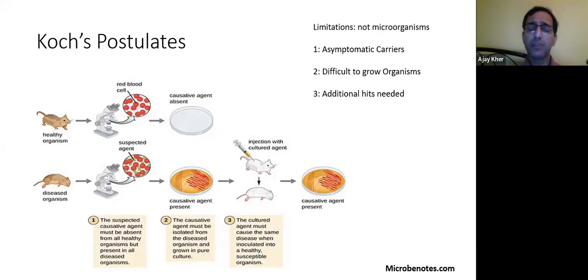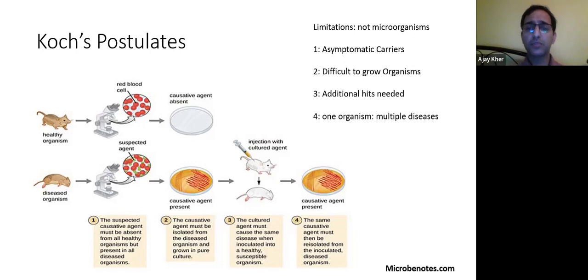So again, maybe diseases in which it is not a one-hit disease, so you inject the causative agent, but you need additional hits as well. So in those situations, this postulate may not be possible to be replicated. Then the fourth is that from this organism that has been injected with the suspected agent, you have to get the causative agent again and re-isolate it from the inoculated diseased organism.